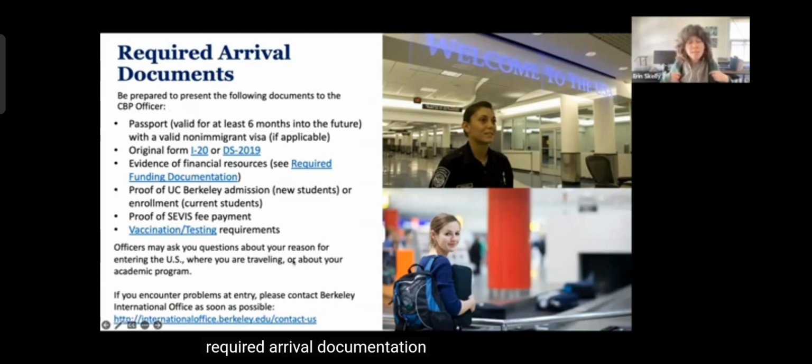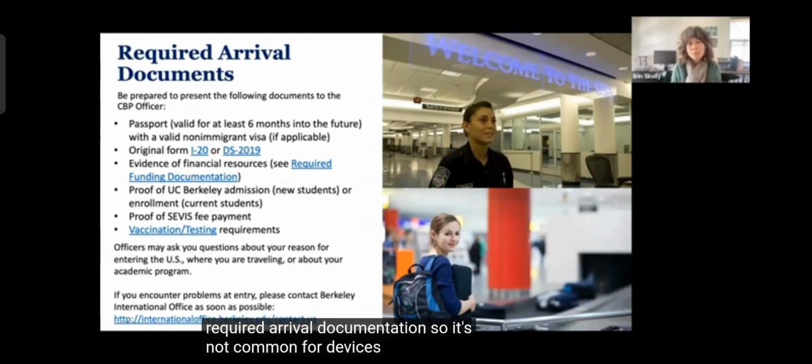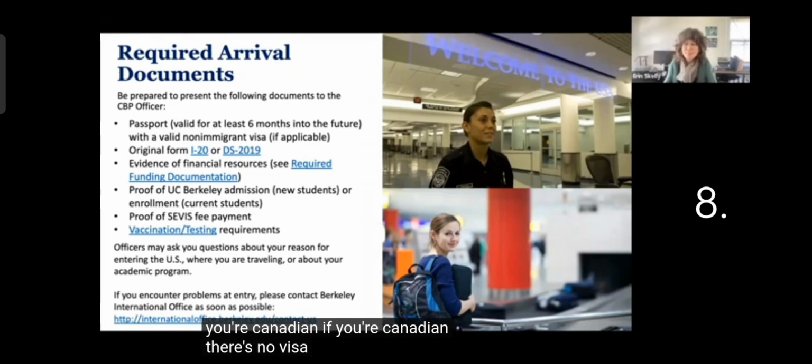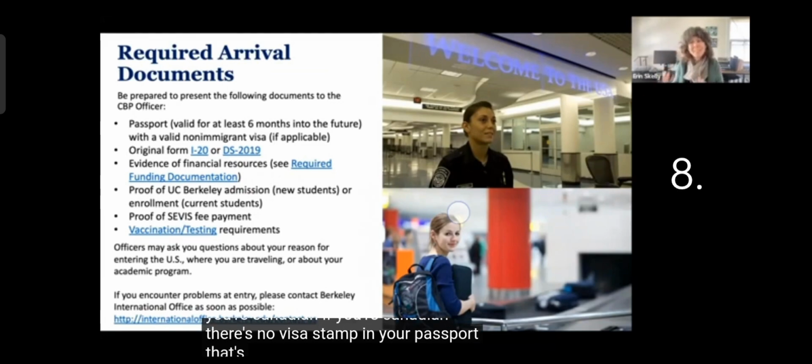Required arrival documentation. It's not common for devices to get inspected, but it might happen. But what you always need is your passport. It should be valid for at least 6 months into the future. And you should have a valid non-immigrant visa, F1 or J1, unless you're Canadian. If you're Canadian, there's no visa stamp in your passport. That's the only thing that's different.